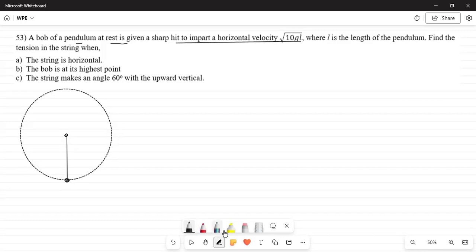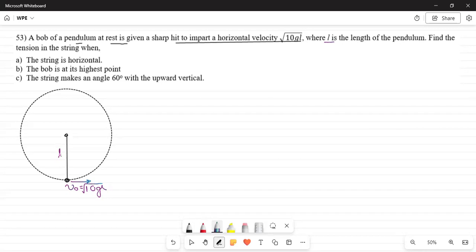That means a sharp force is given here so that it has a velocity, let's say V0 is equal to under root 10 gL. Its velocity is under root 10 gL. That's all that is given, where L is the length of the pendulum. So this is the length of the pendulum.